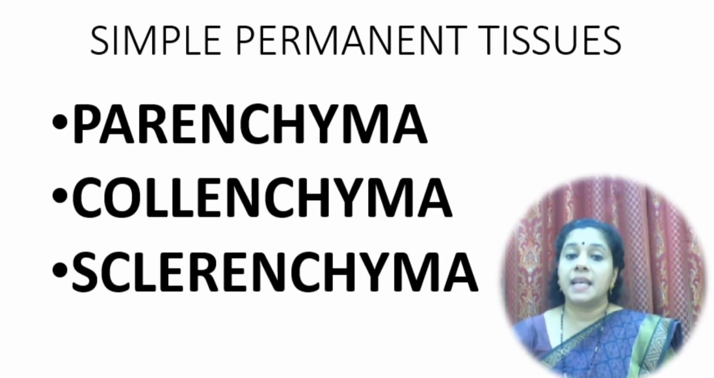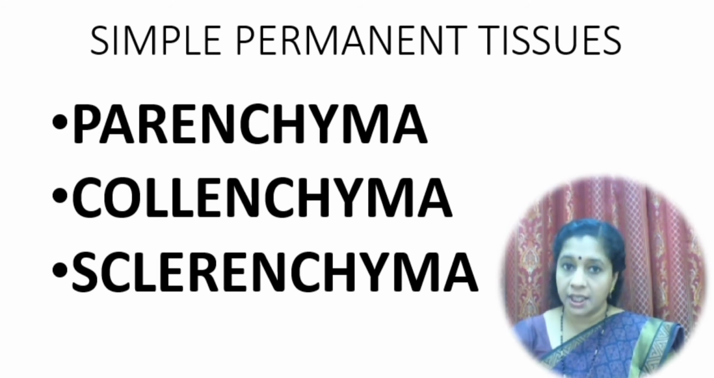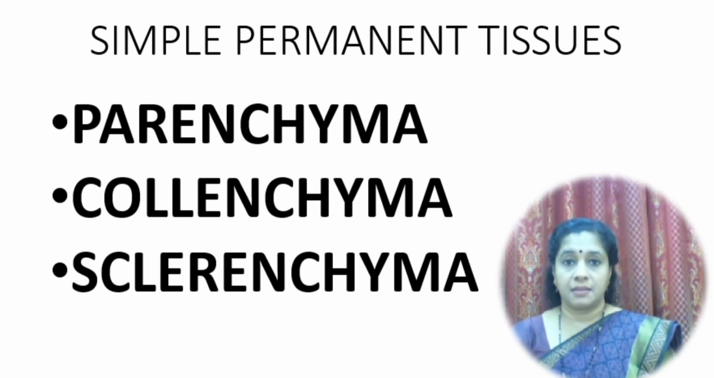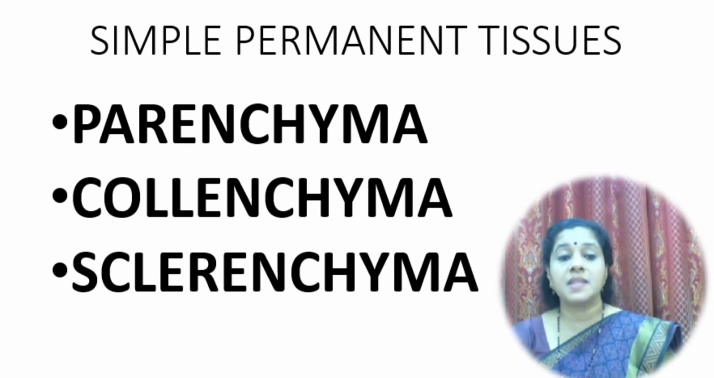Simple permanent tissues again divided into three types: parenchyma, collenchyma, sclerenchyma. You need to be very familiar with these words. How can you get familiarized with these words? Only by repetition. Okay, so repeat after me: parenchyma, collenchyma, sclerenchyma. Okay, so first learn the names properly, pronounce it several times to make it familiar, then learn the characteristics. So we know these are simple permanent tissues. What does that mean? They all have the same type of cells in them.